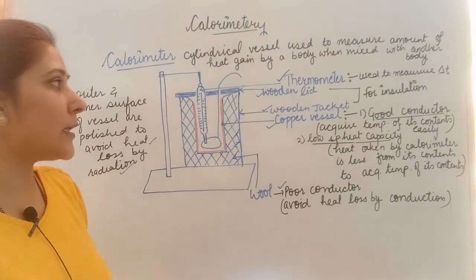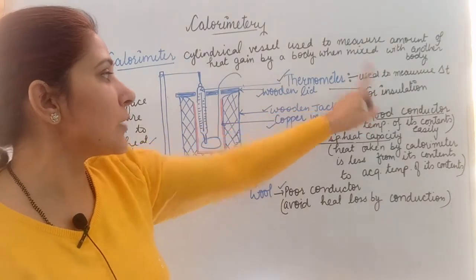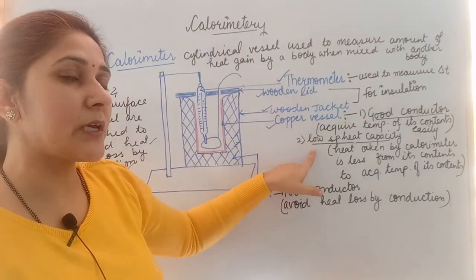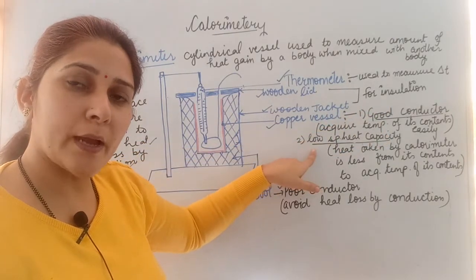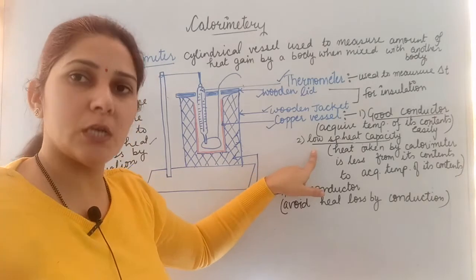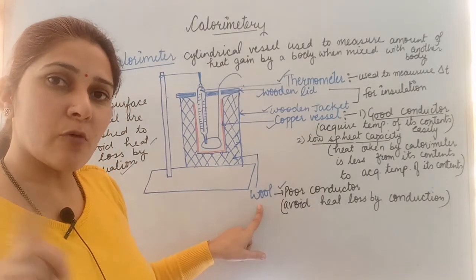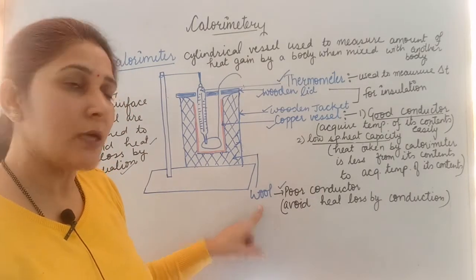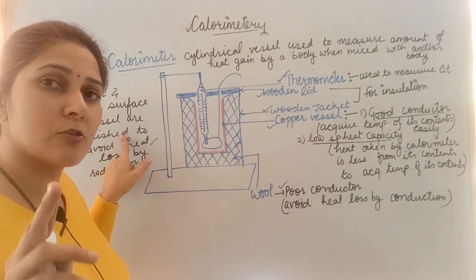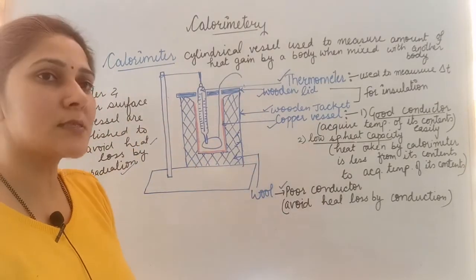Again, I am just quickly recapitulating. It is made up of a wooden lid and wooden jacket for proper insulation, and a copper vessel, because copper is a good conductor and has low specific heat capacity, hence able to acquire the temperature of its contents very easily without absorbing much heat from the contents. Then wool is a poor conductor, hence it avoids heat loss due to conduction. It is polished to reduce heat loss due to radiation. So overall, this complete setup is known as a calorimeter.